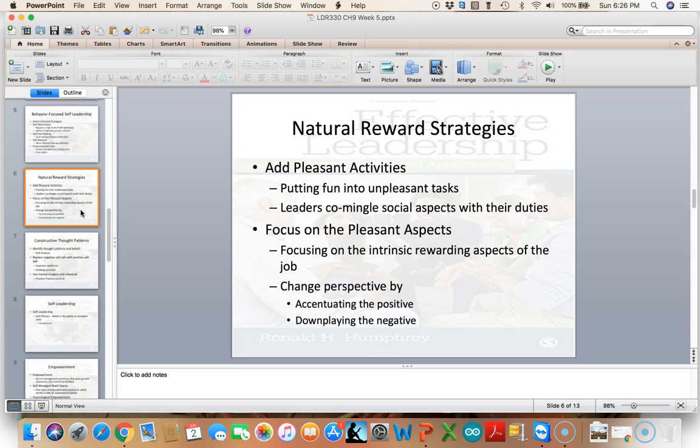Natural reward strategies. You want to add pleasant activities. You put fun into unpleasant tasks. Leaders commingle social aspects with their duties. Focus on the pleasant aspects, focusing on the intrinsic rewarding aspects of the job. Change perspective by accentuating the positive and downplaying the negative.